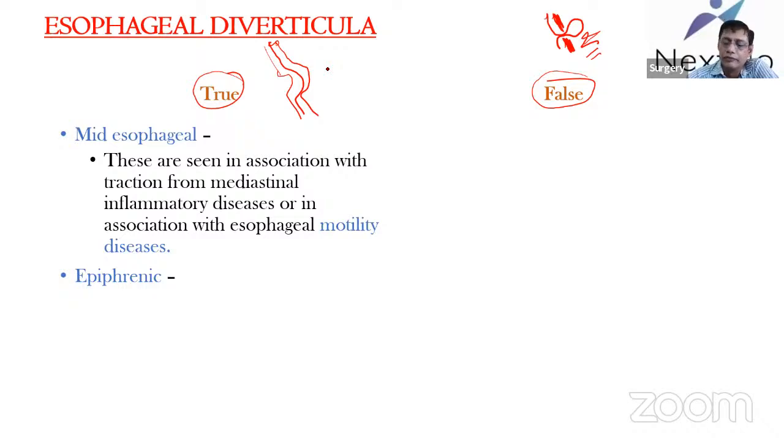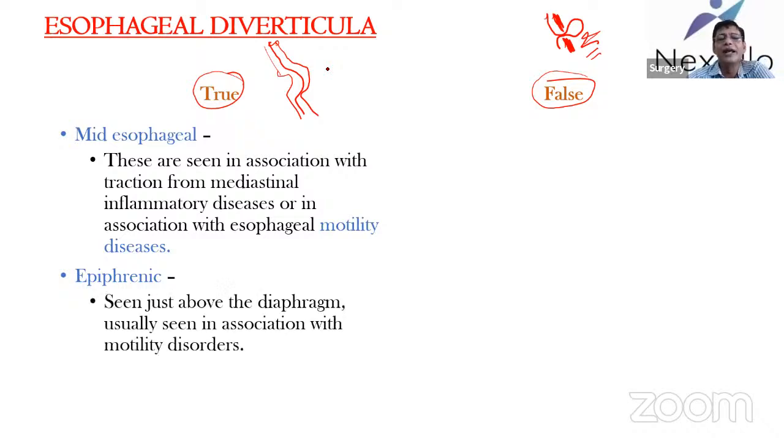Then we have the epiphrenic diverticulum. This is seen just above the diaphragm and is seen in association with motility disorders. Like suppose the patient was having achalasia, the lower esophageal sphincter tone has increased. The food goes down, obstructs here, the pressure in this area increases and it pushes the esophagus out. And ultimately a diverticulum may form out. So this is epiphrenic, above the diaphragm.